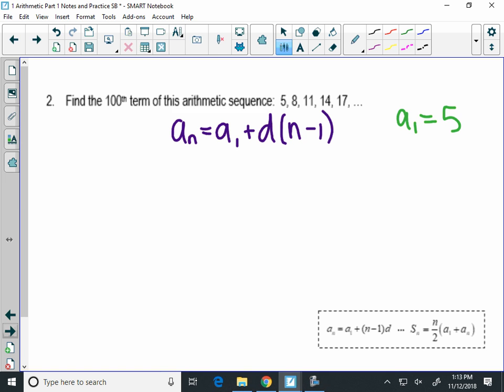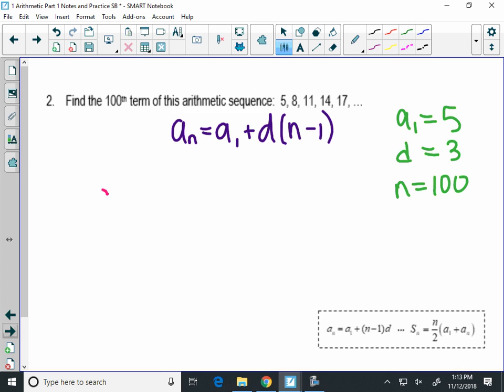Then I need a common difference. Can you guys figure out what D is in this pattern? 3. Okay? And do I know what n is? Do I know what term number I'm trying to find? 100. So I know n is 100. So the nice thing here is I actually know all the information that I need. So I could write the nth term formula like I did in the last one.